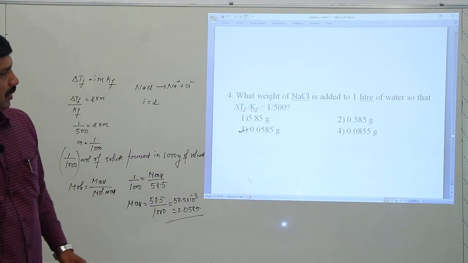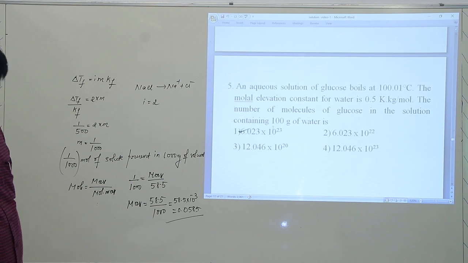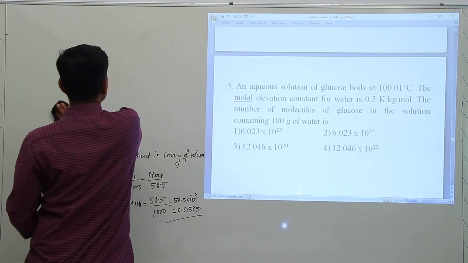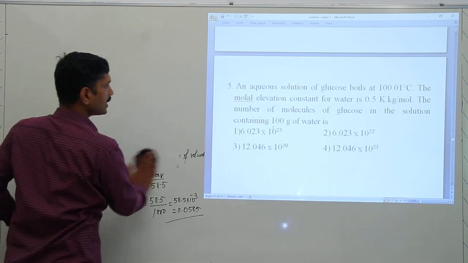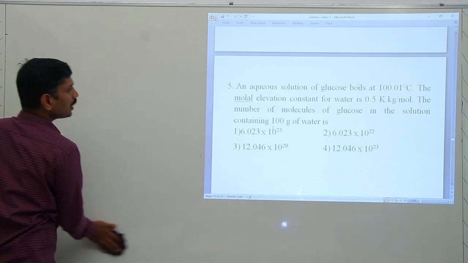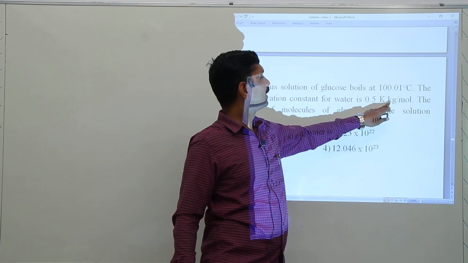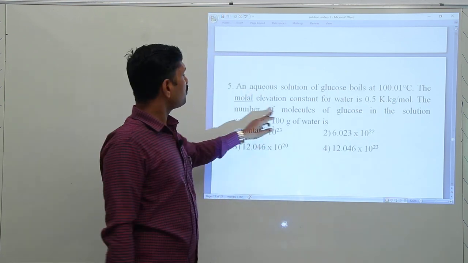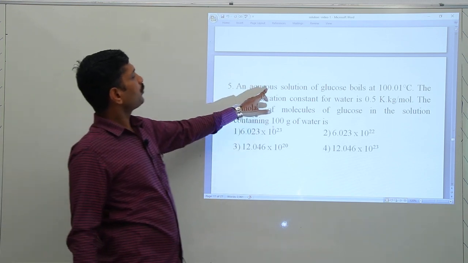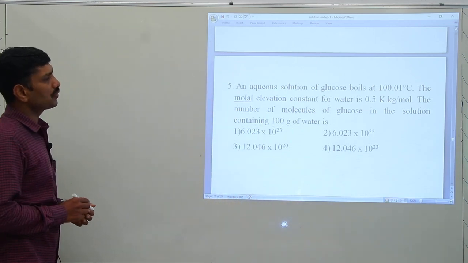Okay, next problem. An aqueous solution of glucose boils at 100.10 degree centigrade. The molar elevation constant for water is 0.5 Kelvin kg per mole. Find the number of molecules of glucose in the solution that contain 100 gram of water. Here, the molar elevation constant for water is given.